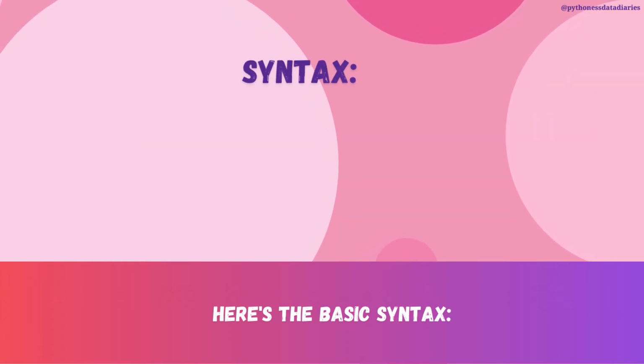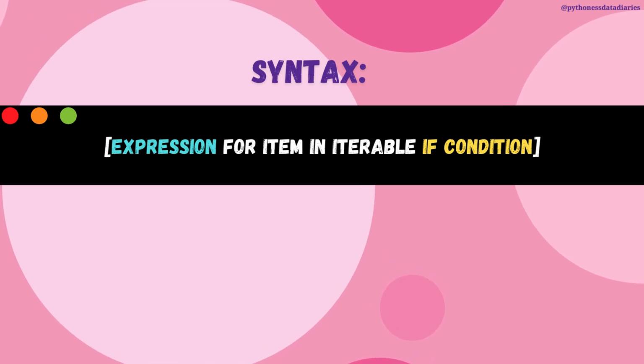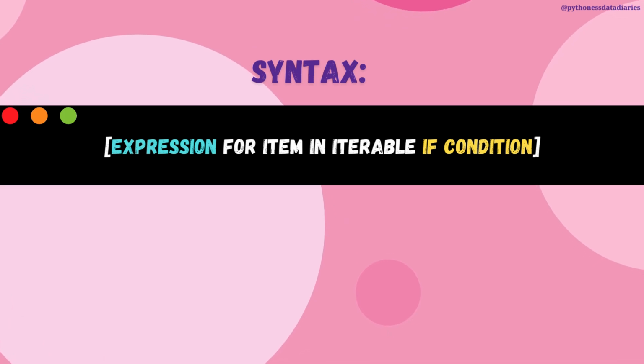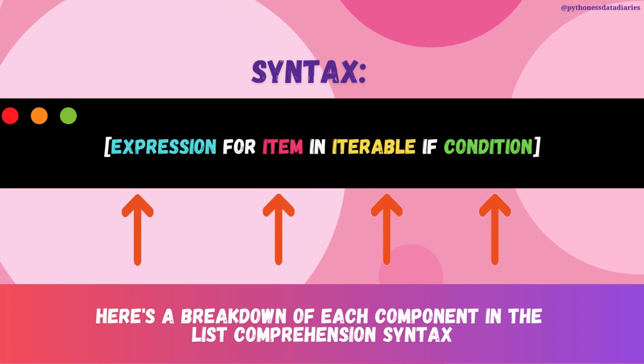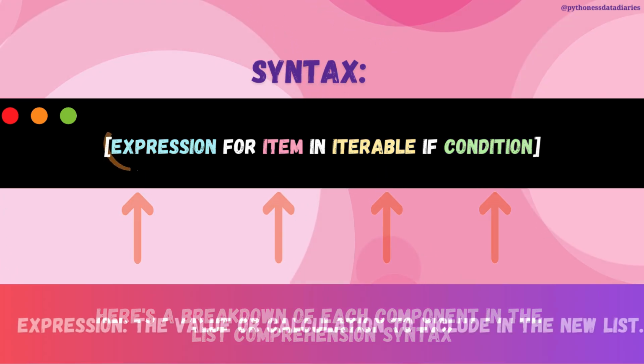Here's the basic syntax. Inside the square braces: expression for item in iterable followed by if condition. Pretty neat, right? Here's a breakdown of each component in the list comprehension syntax.